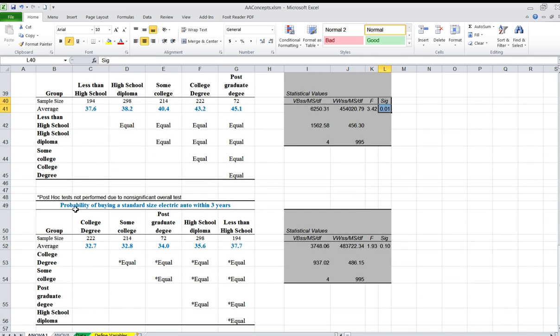For the last car, the probability of buying a standard size electric auto within 3 years, there are no significant differences among the people with different levels of education.